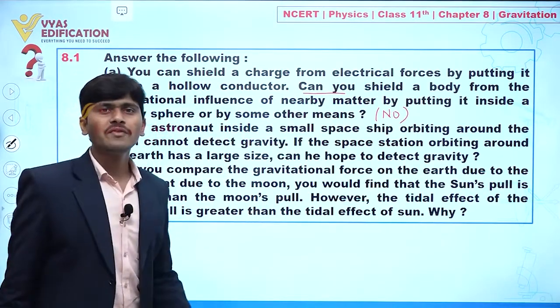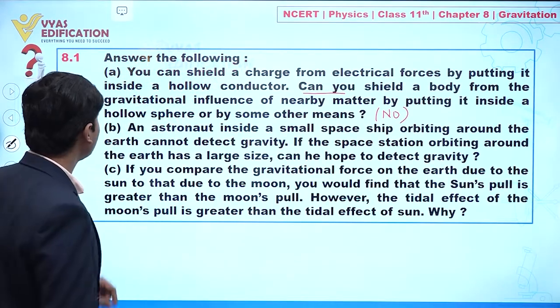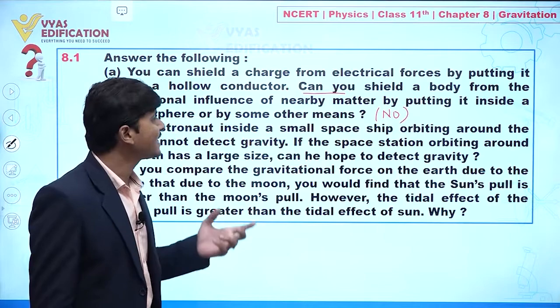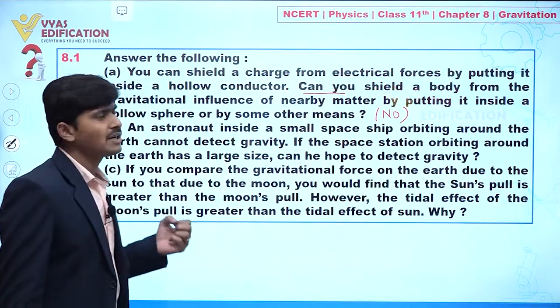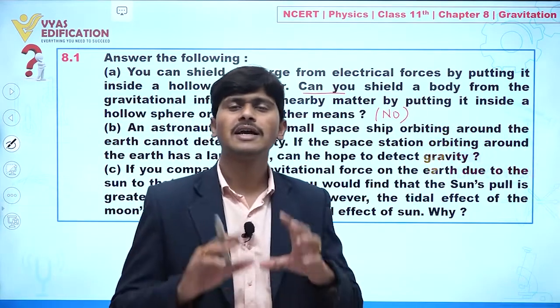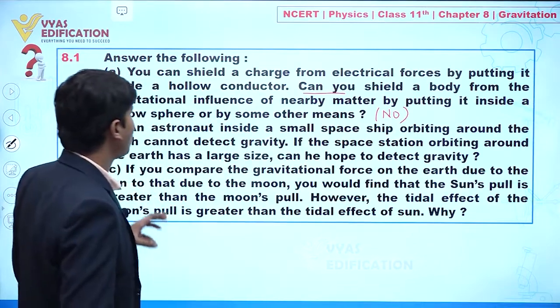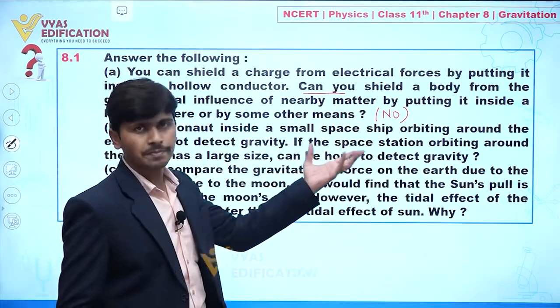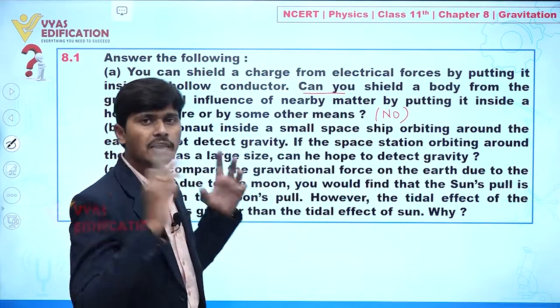Now we are going to discuss part number B, and in this part it is given: an astronaut inside a small spaceship orbiting around Earth cannot detect gravity. Let's suppose we have an astronaut in a satellite, or in a small spaceship, and the astronaut is having some motion.